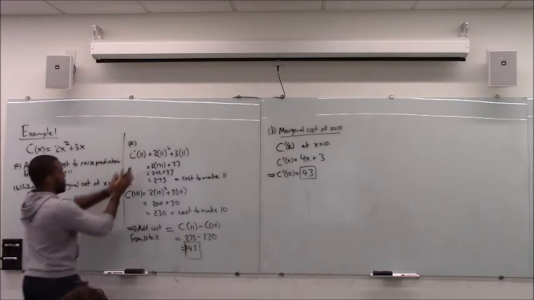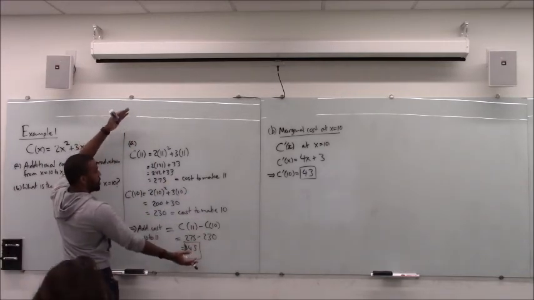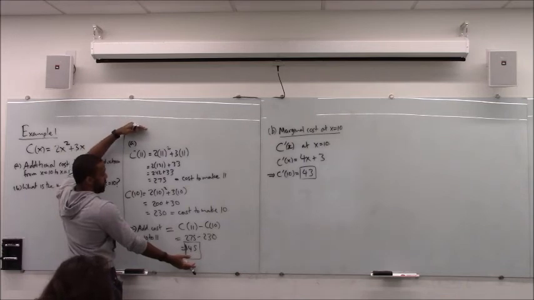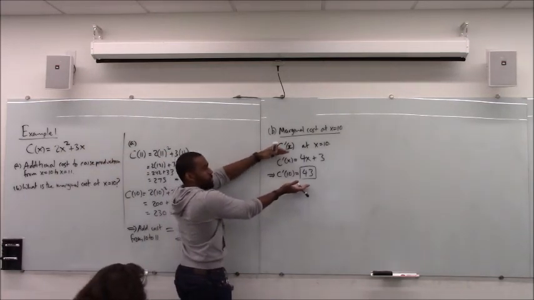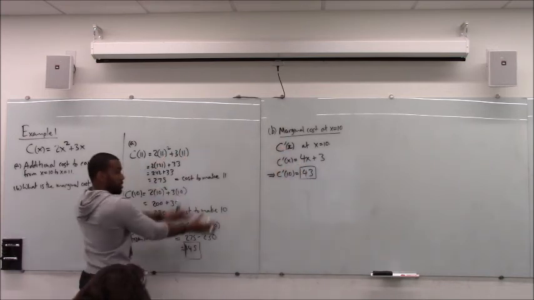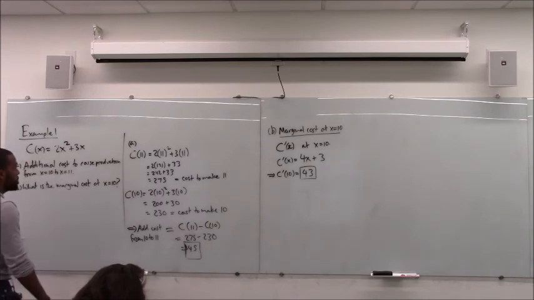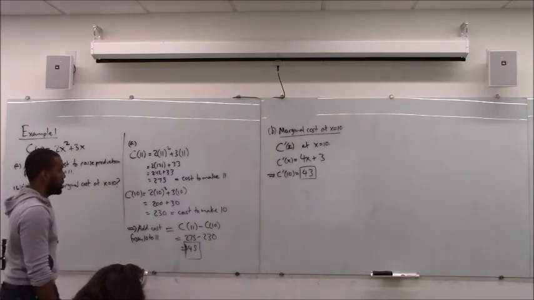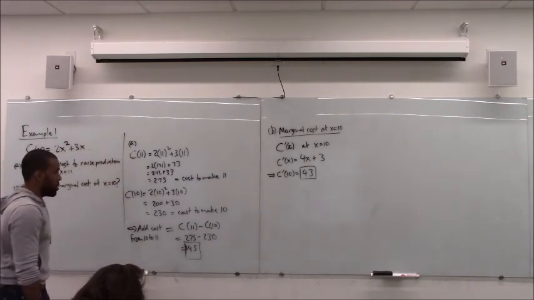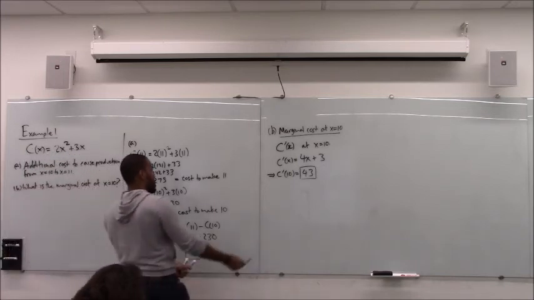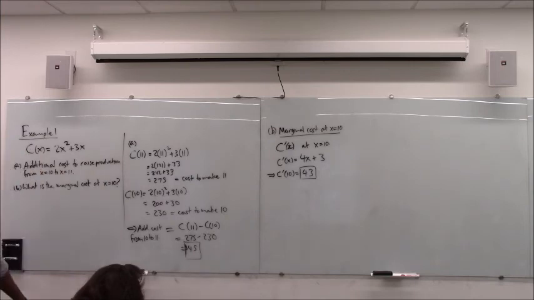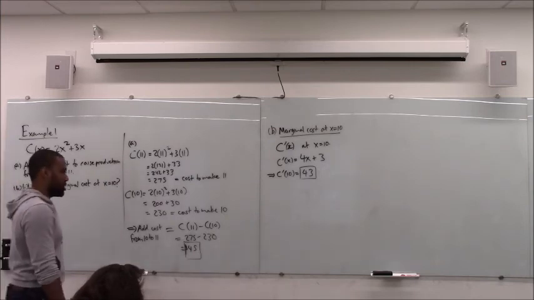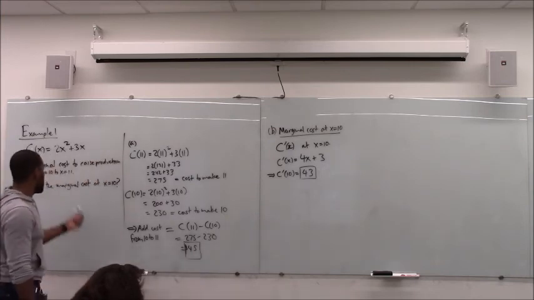First of all, look at all the calculations I had to go through to calculate the exact additional cost versus what I had to go through to do the approximate additional cost. I'd rather do this than doing all of this. That's the first thing. So using the derivative got me somewhere a lot quicker. Second of all, notice that the difference between these two answers isn't actually that much. The derivative approximation for the additional cost was just off by 2. And that's just at a production level of 10.